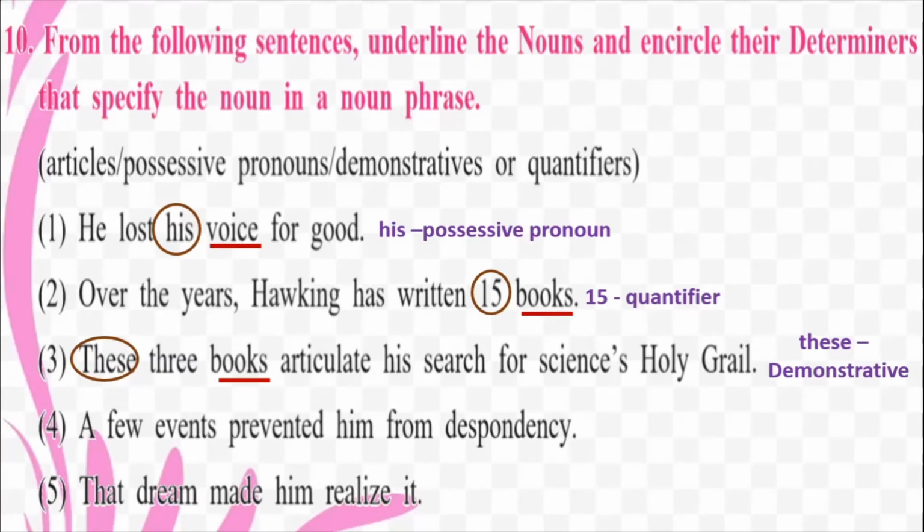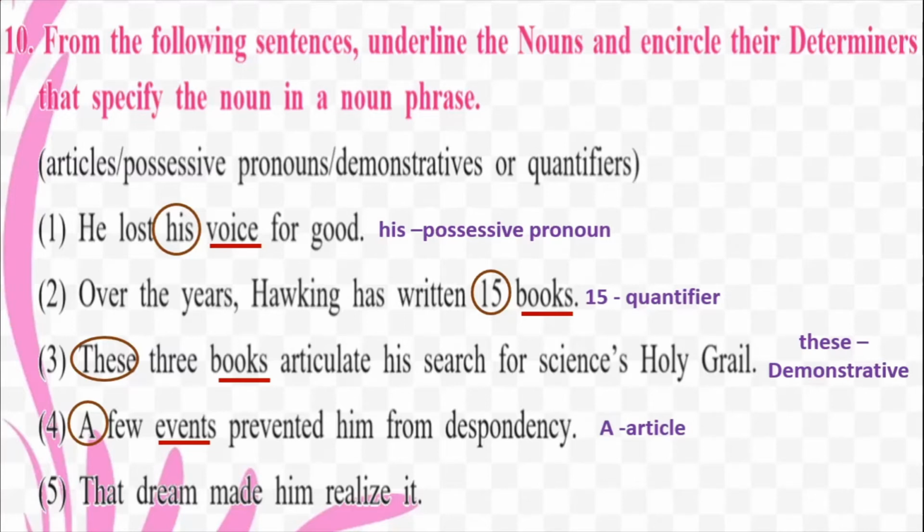You're trying to show which books. These books. Next, a few events prevented him from despondency. The noun here is events. And how many events? A few events. So we can take few also here, but since we have already done quantifiers, we will go with the next one, that is a. Now a here is the article, not the definite article, the indefinite article. A few events. So we don't know exactly which one.